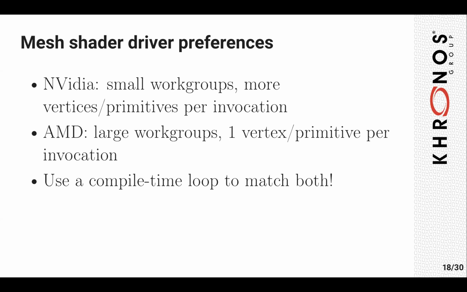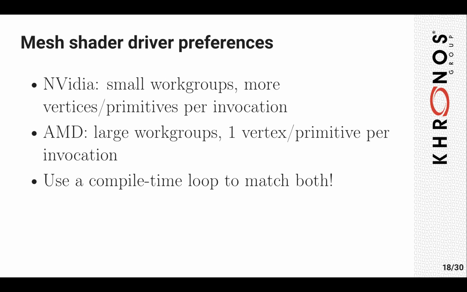And then on AMD hardware, it's optimal if each invocation only writes one vertex and one primitive per shader invocation. So a good question at this point might be, these are completely opposite. So how do you write a shader which can fulfill both? And the answer to that is we recommend you to write a compile time loop.